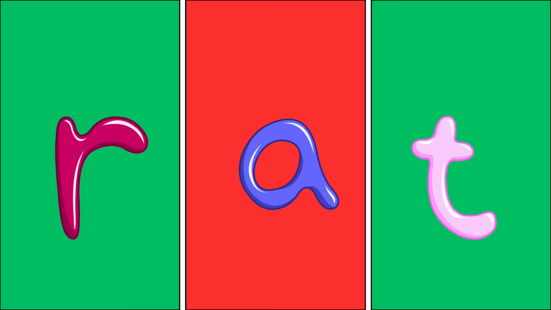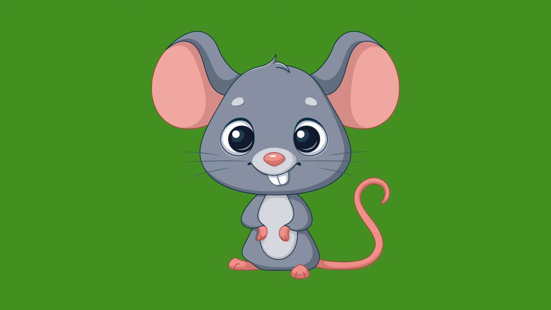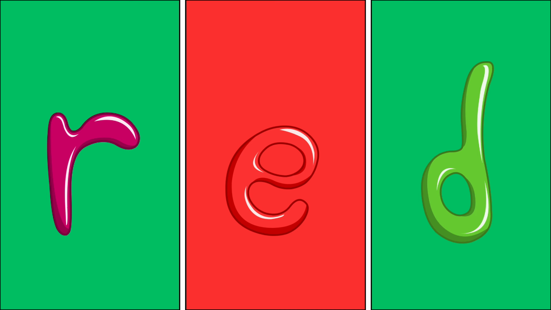Now let's read some words that begin with the R sound. R, A, T. Rat. Rat. R, A, D. Red. Red.